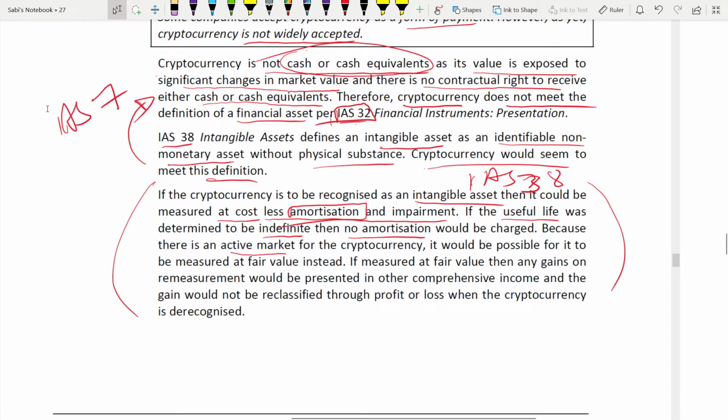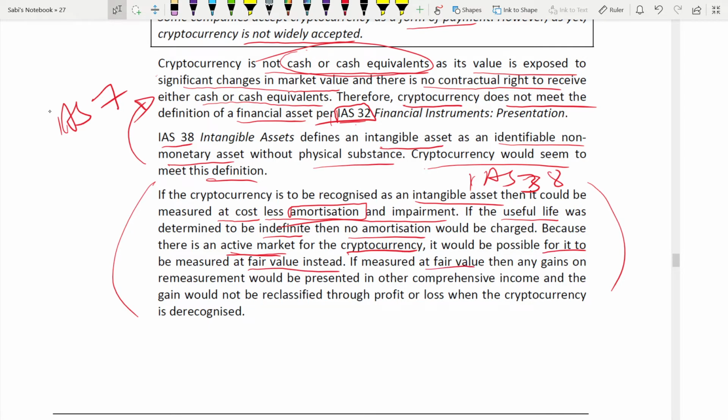Second thing is, this is only if it is measured at cost, but it could be measured at fair value also. But there are some limitations when it comes to intangible assets, whether to measure it at fair value or not. You can only measure it at fair value when there is an active market for it. Because for intangible assets, we do not usually have an active market. And for cryptocurrency, do we have an active market? Yes. Cryptocurrencies are dealt in the market in high frequency. So there's an active market, so it's possible for it to be measured at fair value instead, rather than cost.